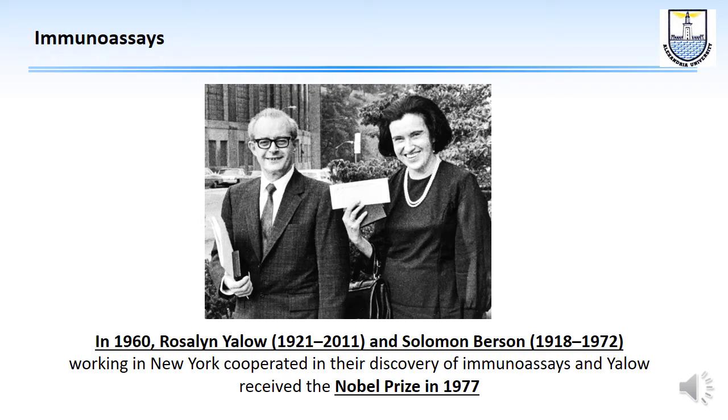They wanted to measure insulin in blood. And at that time, insulin was not produced in the laboratory. It was taken from the pancreas of cows and injected in humans. So some of these humans developed antibodies. So Yalow and Berson used these antibodies to measure the insulin in the blood.